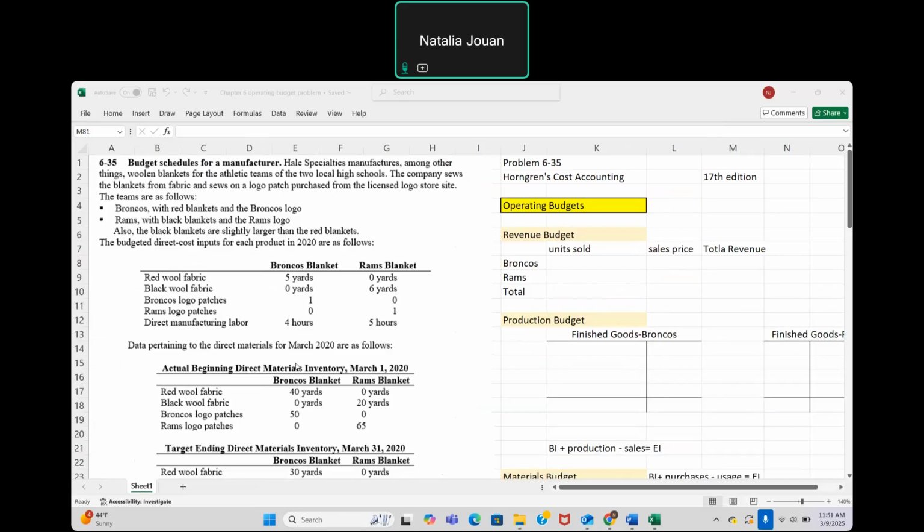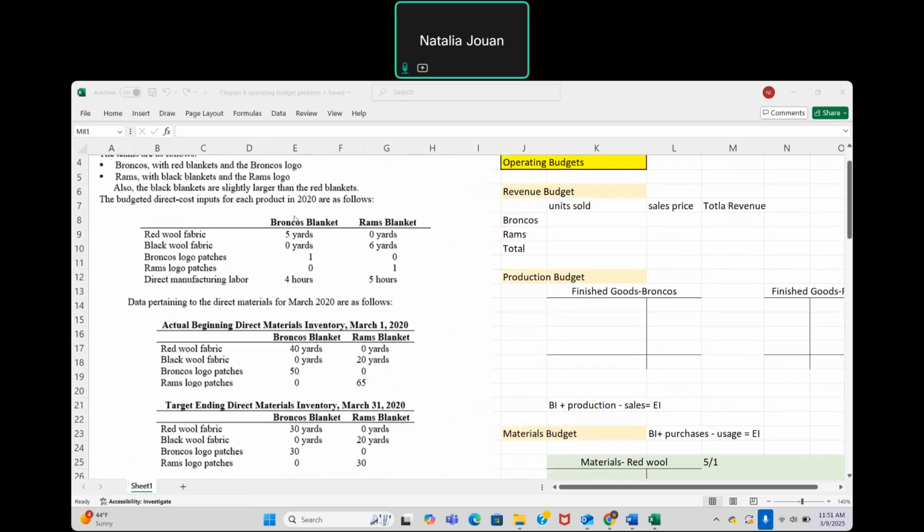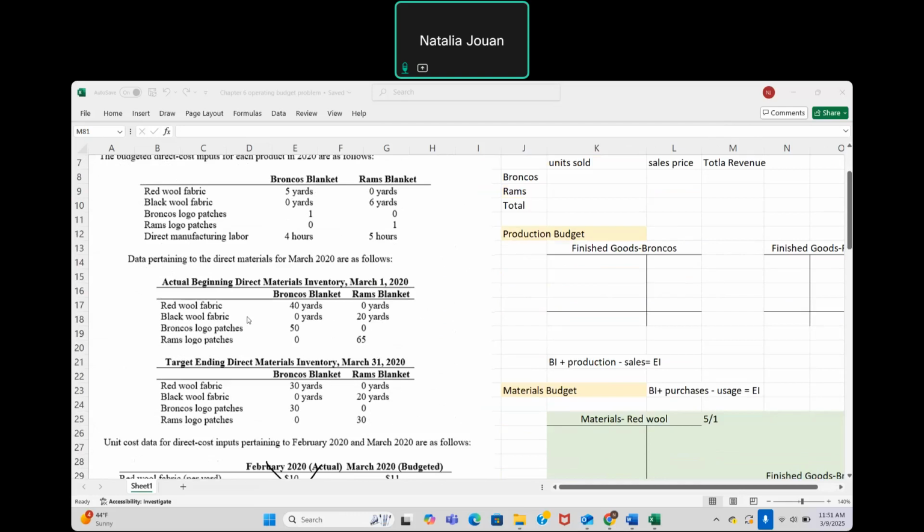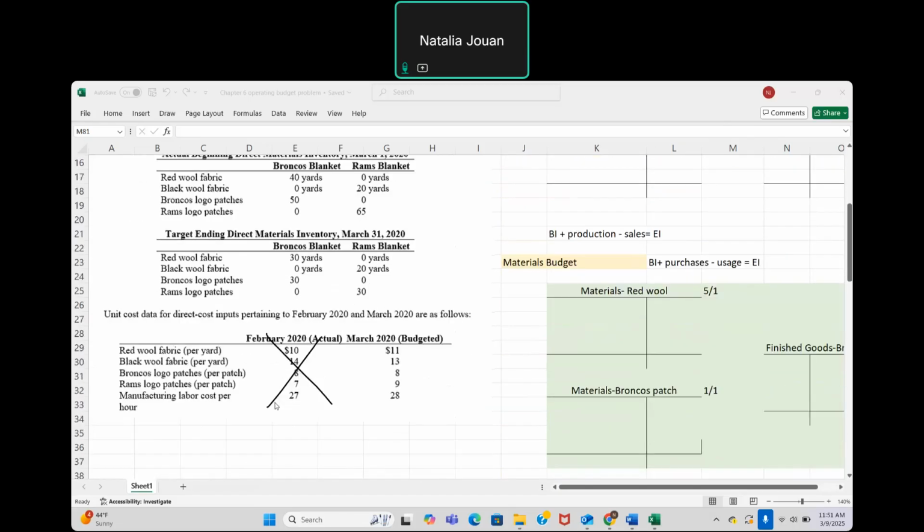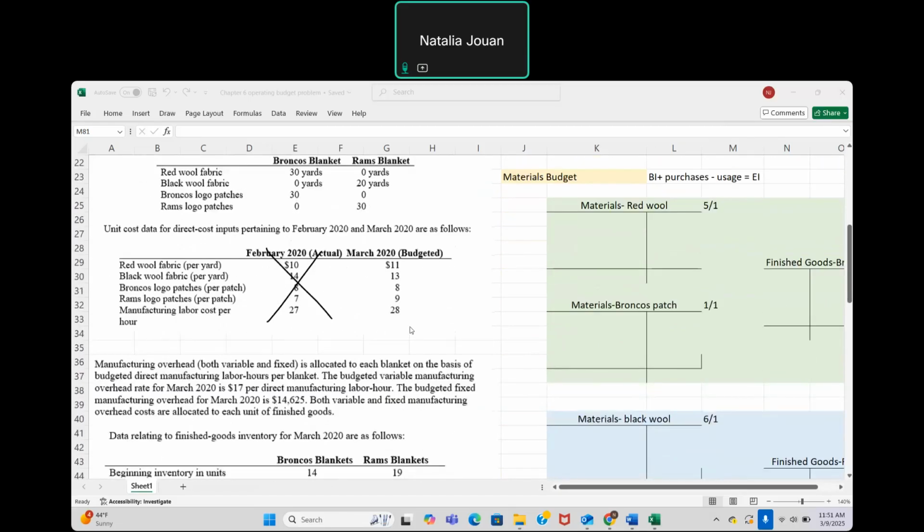Then next, what do we have next? So here are the inputs that you're going to need. Very important. Next, beginning and ending inventory of the inputs. In this case, the only input that will carry inventory is the material. So fabric and logo, beginning and ending, we're going to need. Here are the prices per unit of input: how much we're paying for the fabric per yard, how much we're paying for each logo, and how much we're paying our employees per labor hour.